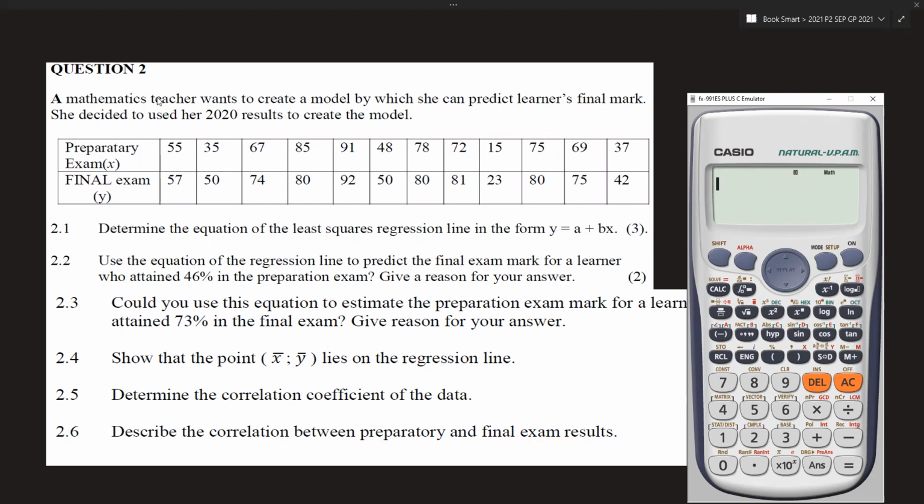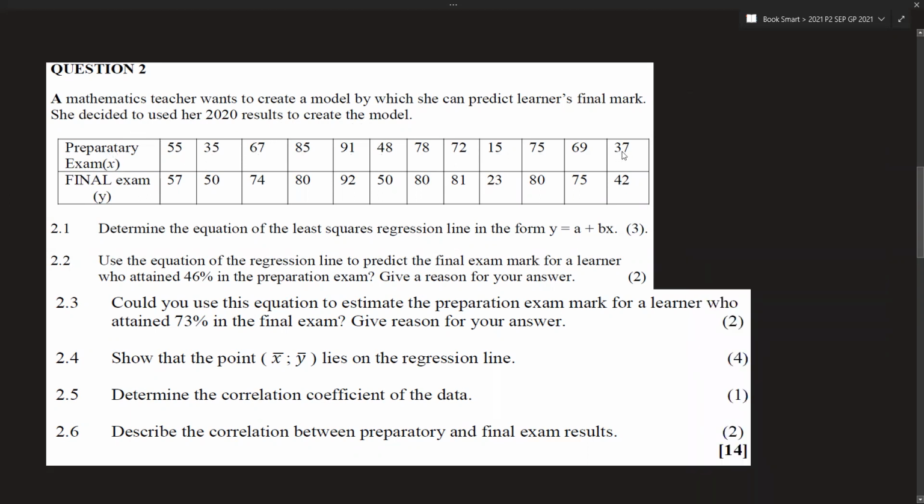So they say a mathematics teacher wants to create a model by which she can predict learners' final mark. She decided to use her 2020 results to create the model. So they say preparatory exams and final exam. Then they give you the results there. In this case, they showed you that this is the x-axis and that is the y-axis. But I'm sure by now we all know that the first row is always the x-axis, and the second row is always the y-axis. Okay.